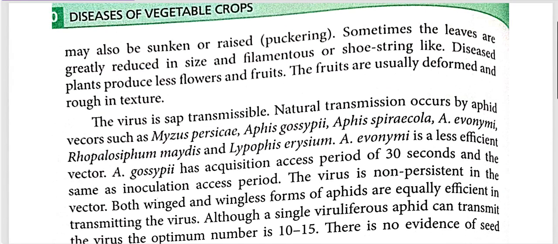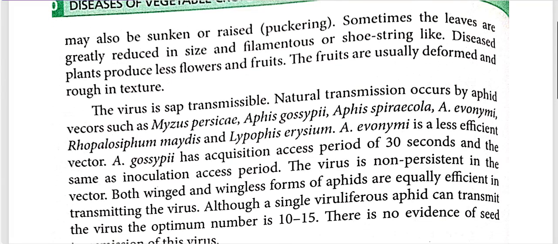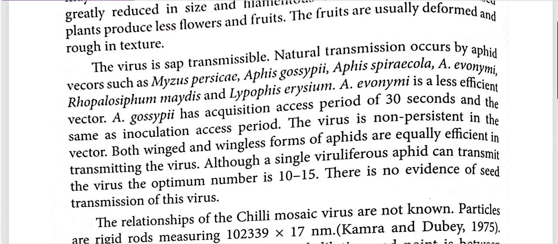There may also be sunken or raised areas. Sometimes the leaves are greatly reduced in size and filamentous, or show a string-like appearance. Plants produce fewer flowers and fruits. The fruits are usually deformed and rough in texture. The virus is sap transmissible.